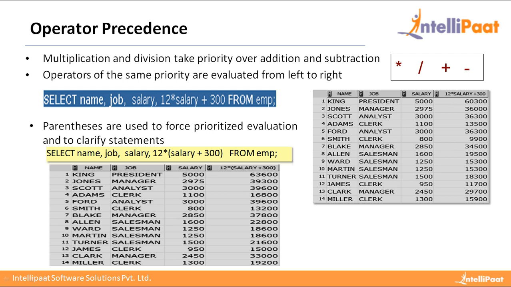But whenever you want to change the priority order, parentheses are used to force the prioritized evaluation. How am I doing? My first intention is that every month I want to add 300 rupees to the salary of an employee, and then compute his annual salary if I increment 300. What is going to happen here? Parentheses always have first preference, so salary is added with 300, so it will become 5300. Now 12 is multiplied with it, and the salary becomes 63,600.